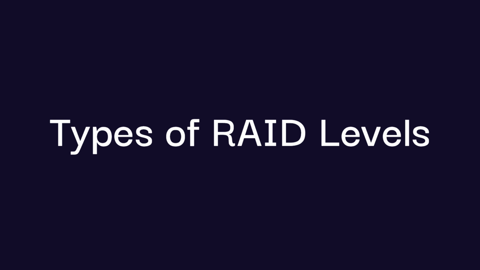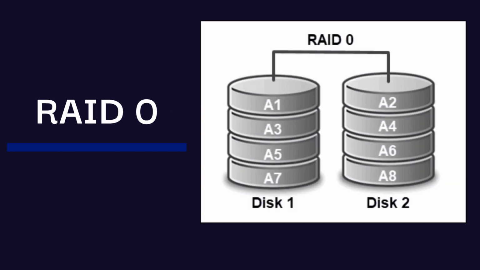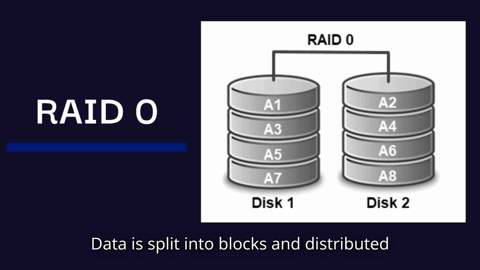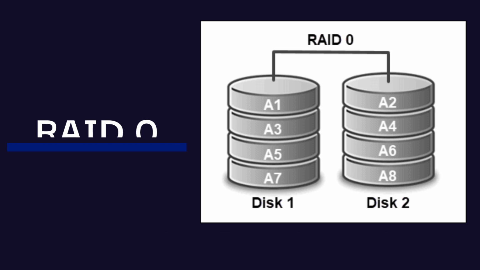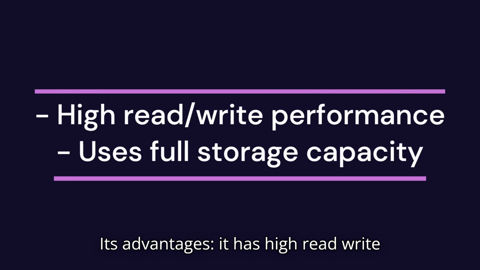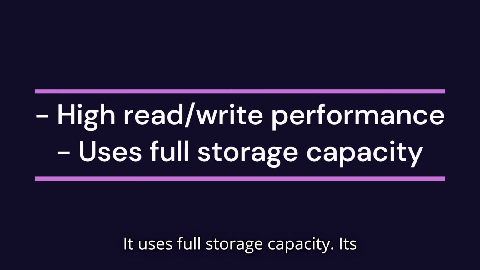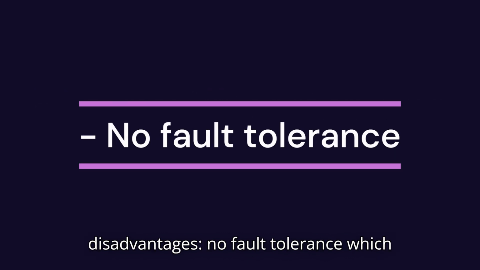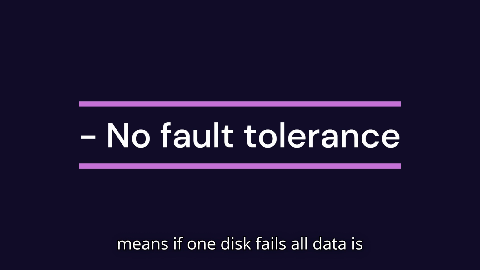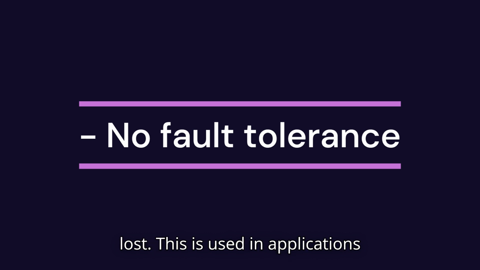Types of RAID levels. RAID 0. Data is split into blocks and distributed across multiple disks. Its advantages: it has high read-write performance. It uses full storage capacity. Its disadvantages: no fault tolerance, which means if one disk fails, all data is lost.